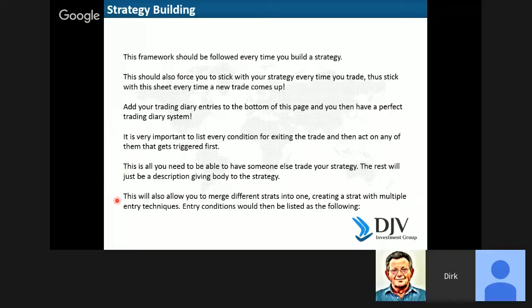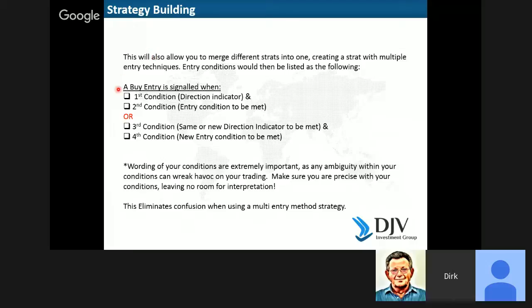This will also allow you to merge more than one or two different strats together, creating one big tick chart for multiple types of entry techniques. Entry conditions would be listed in the following manner. Let's say we've got two different types of entry criteria. We've got our first entry criteria, and then we write "or", and we've got our next set of entry criteria. So we have either one set or the other. You can see they're grouped together and only split with the "or". And you'd do the same with the selling entry.